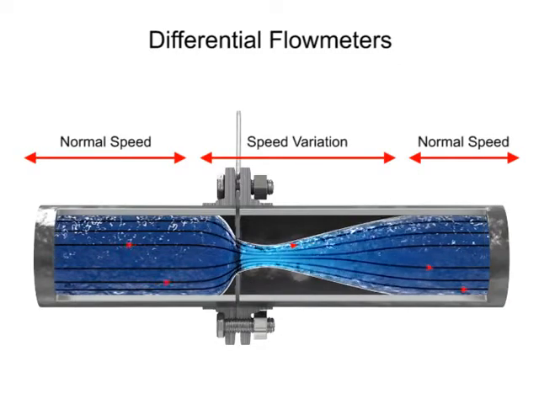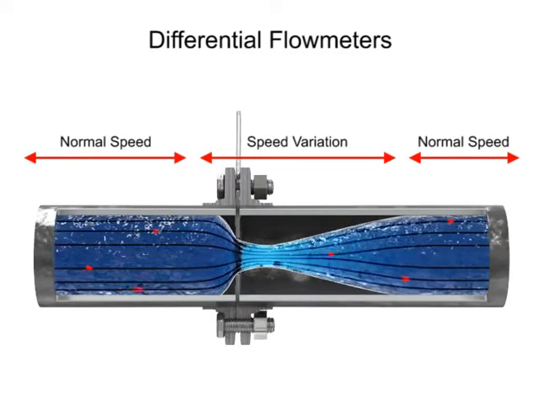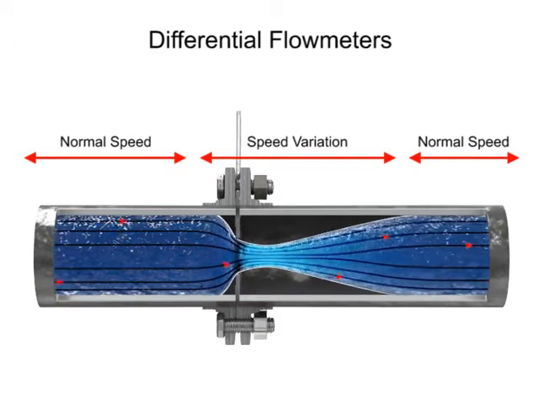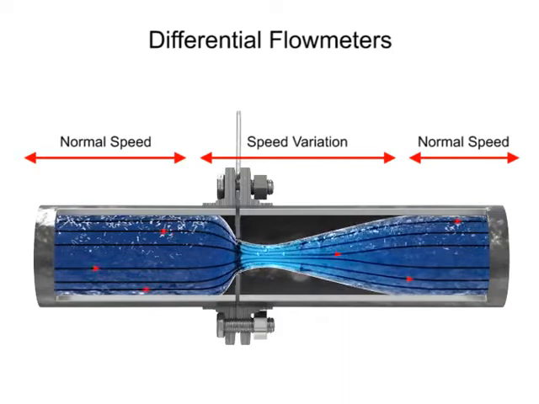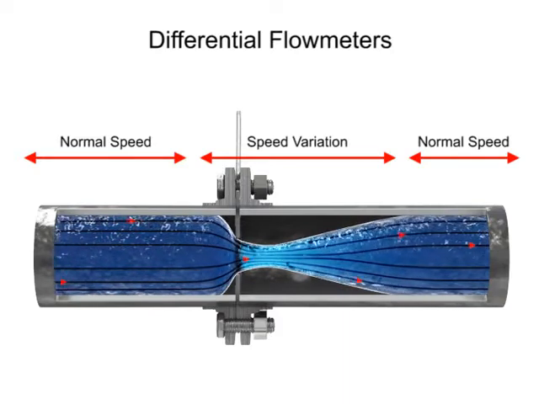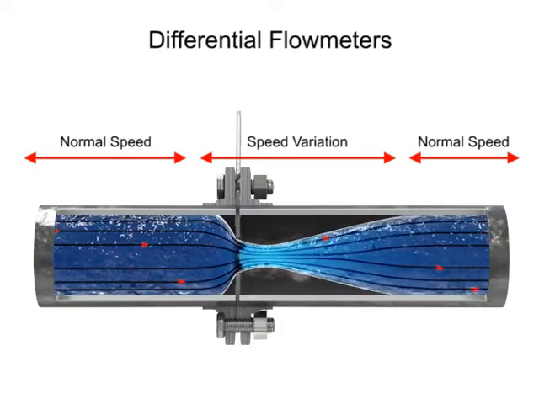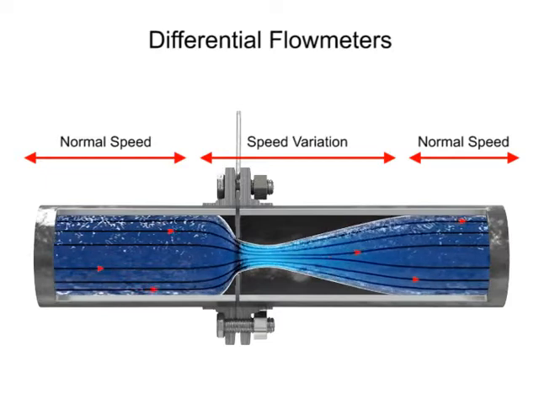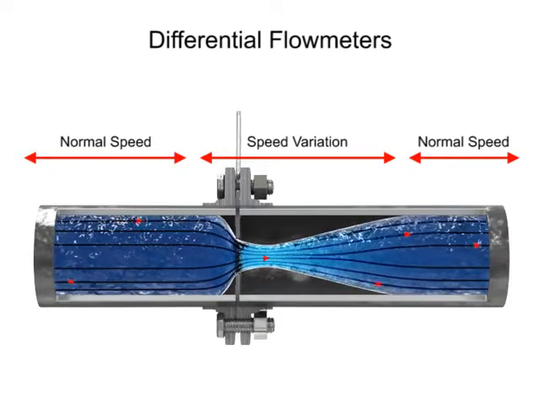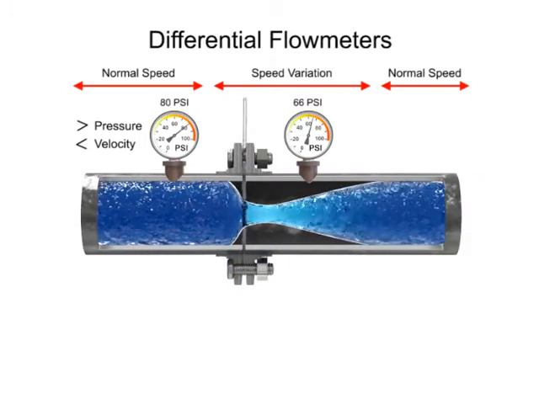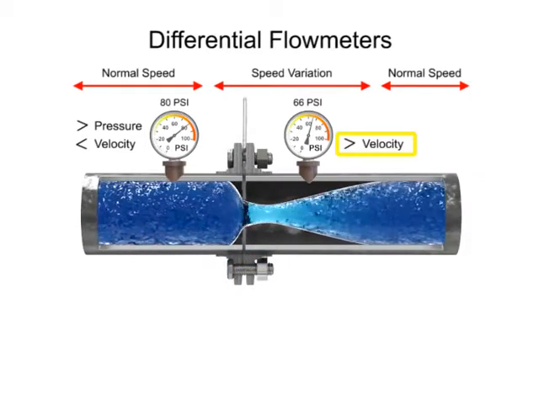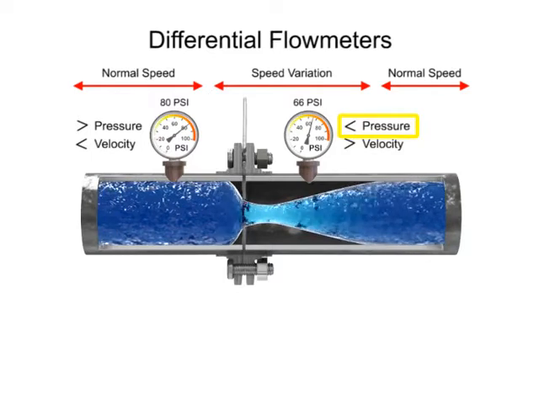According to the laws of conservation of energy, the mass of fluid entering the pipe must equal the mass leaving the pipe during the same period of time. The velocity of the fluid leaving the orifice is greater than the velocity of the fluid entering the orifice. Applying Bernoulli's principle, the increased fluid velocity results in a decrease in pressure.